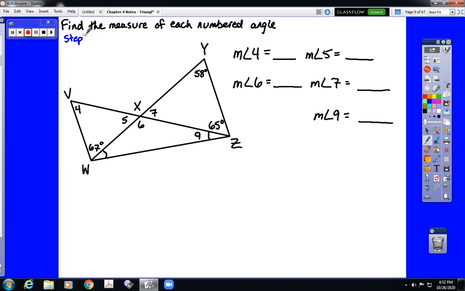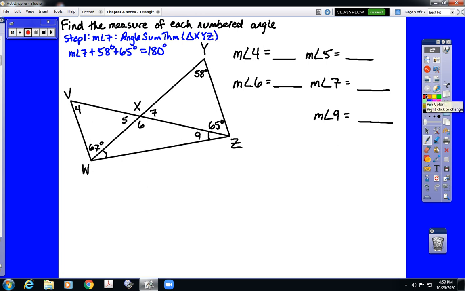So step 1, we find the measure of angle 7, which we do using the angle sum theorem for triangles based on triangle XYZ. That is the only angle in this picture, angle 7, that we have enough information to find. The three angles in that triangle, X, Y, and Z, are angle 7, which we don't know, 58 degrees, and 65 degrees. Those three angles must add up to 180 degrees.